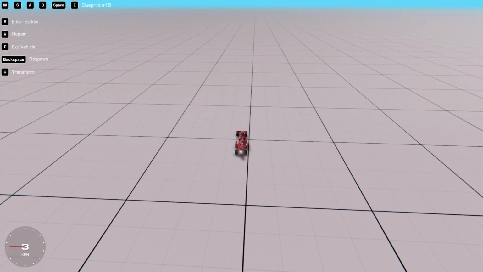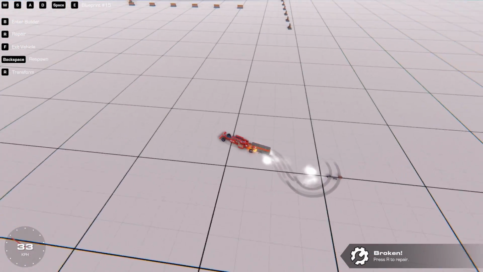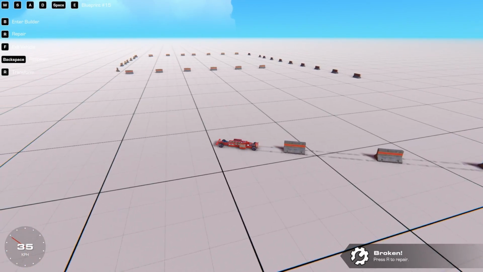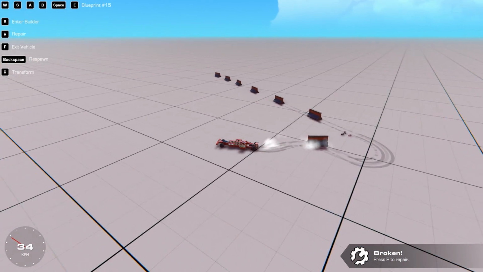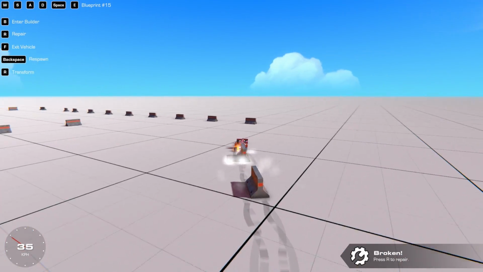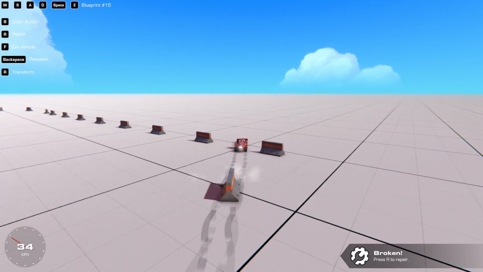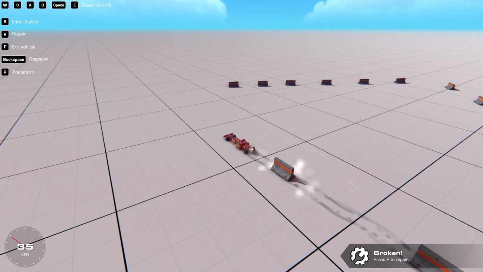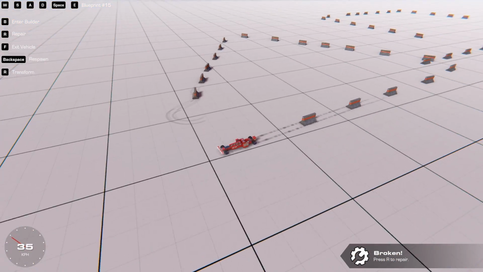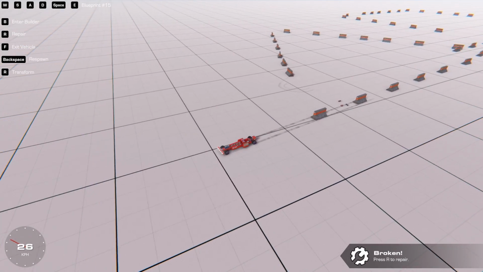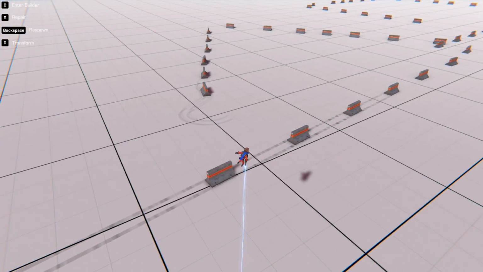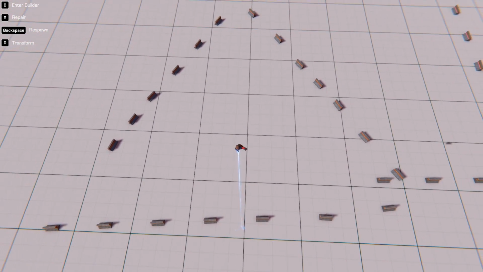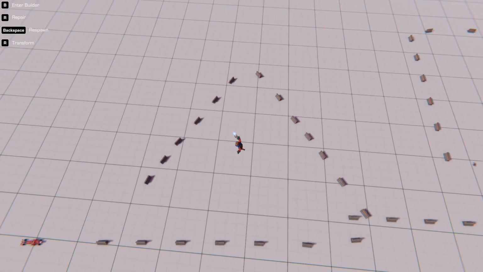Let's see if this works. Okay, that's a good start. That actually worked. Nice. And that is a triangle. Is it a good triangle? Let me see. Yeah, I think that's about right.